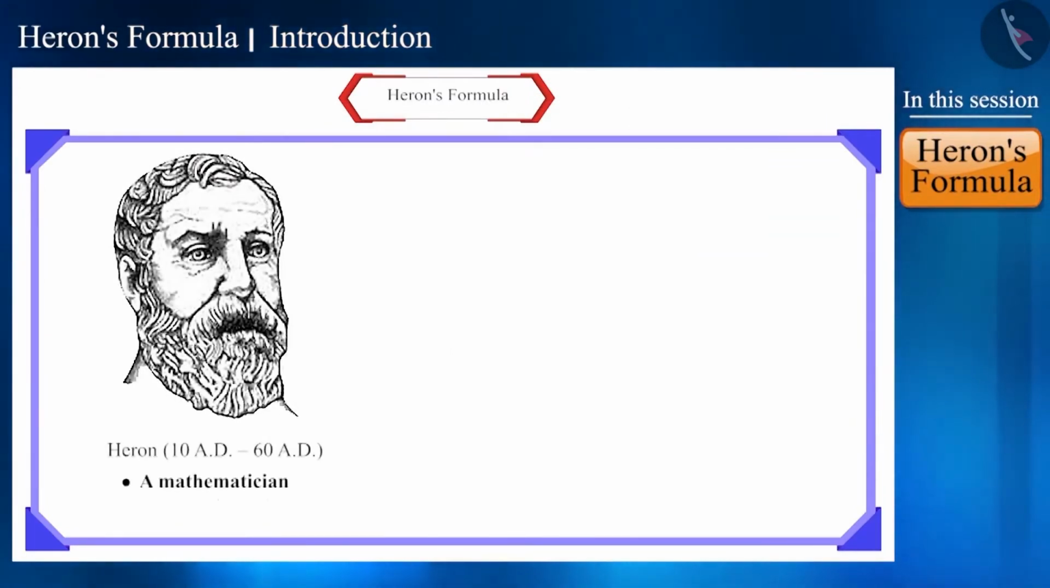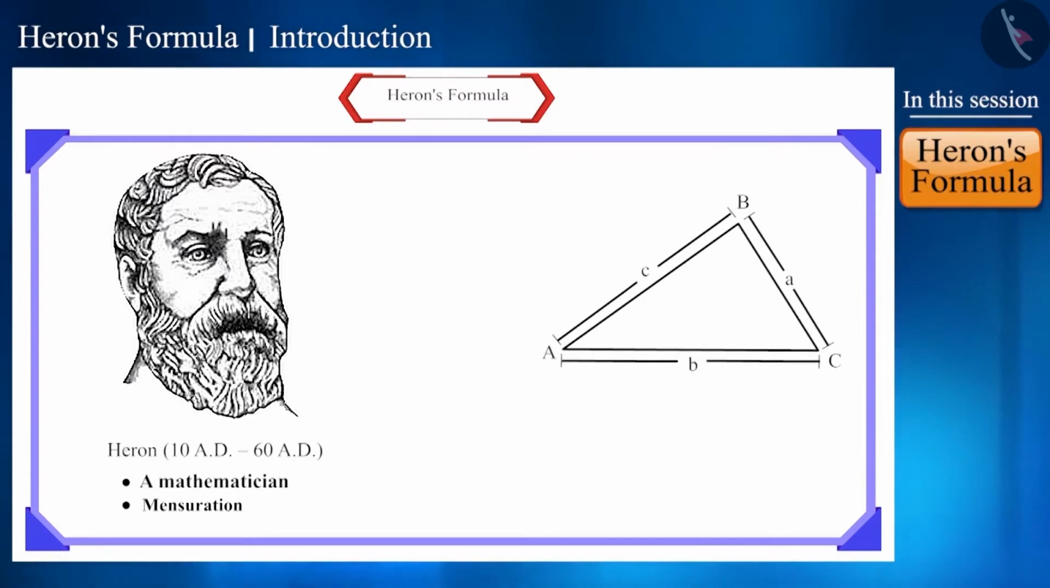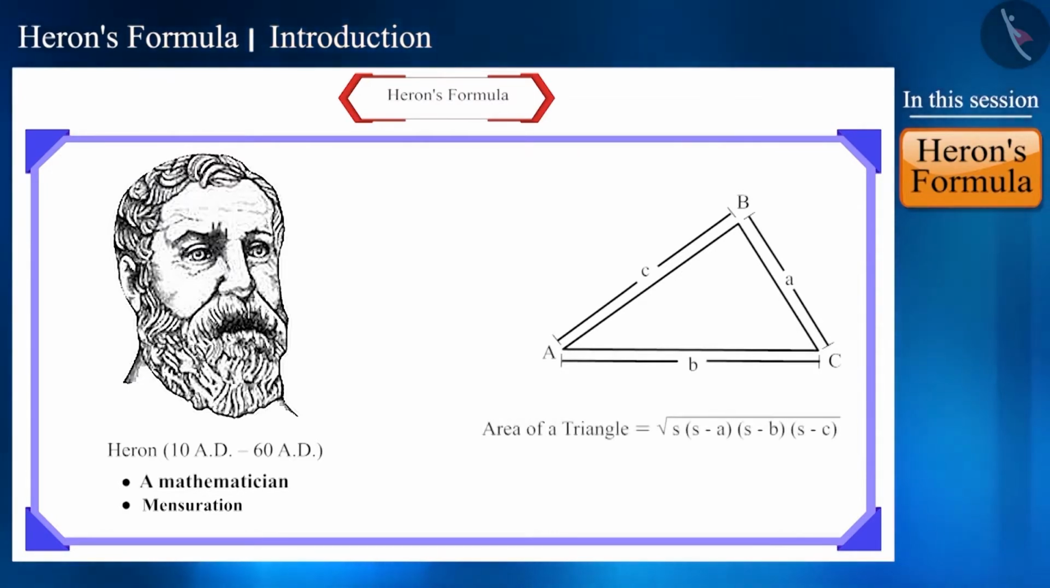Heron was a mathematician whose major work was on mensuration. Heron gave a famous formula to this world: square root of s in brackets s minus a, s minus b, s minus c, which we use to find the area of a triangle. This is called Heron's formula.